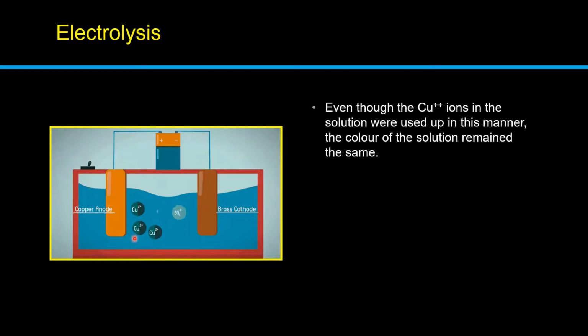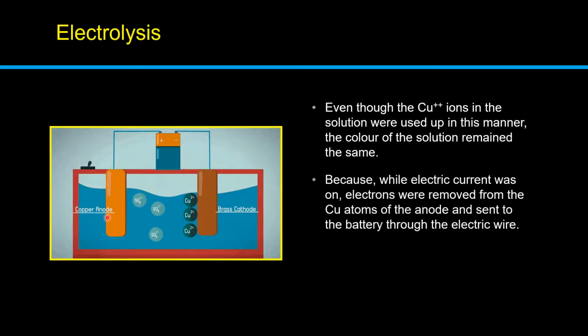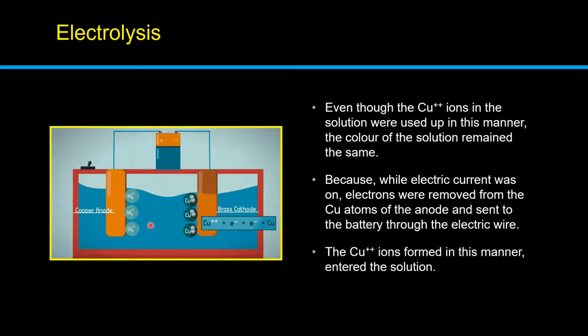Even though the Cu2+ ions in the solution were used up in this manner, the color, if you see, remains the same, that is the blue color. Because while the electric current was on, electrons were removed from the copper atoms of the anode. So our anode is made up of copper, and these electrons will be sent to the battery through the electrical wire. The Cu2+ ions formed in this manner enter the solution.